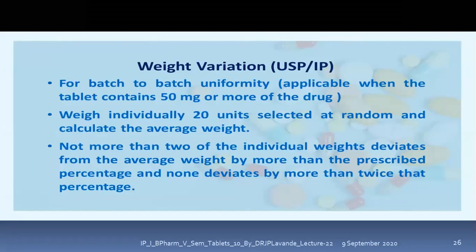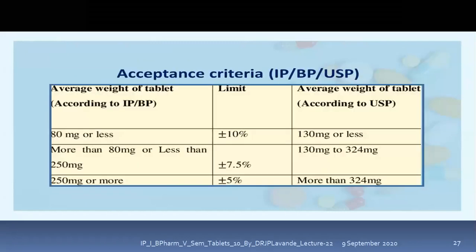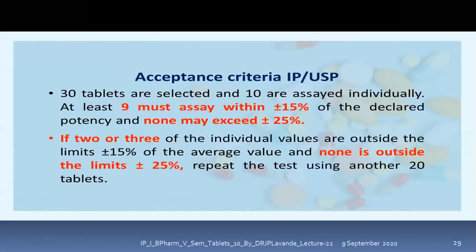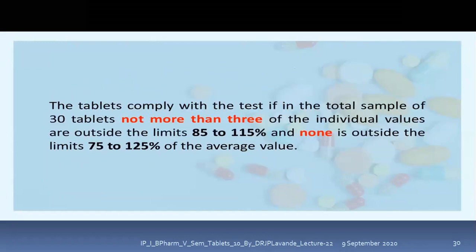Later, we had gone through the weight variation test, how to perform the weight variation test and what is the acceptance criteria for the weight variation test. After weight variation, we had gone through the content uniformity. So the dissolution test, disintegration test, content uniformity and weight variation, all these are the official tests. So this is the acceptance criteria for the weight variation test.